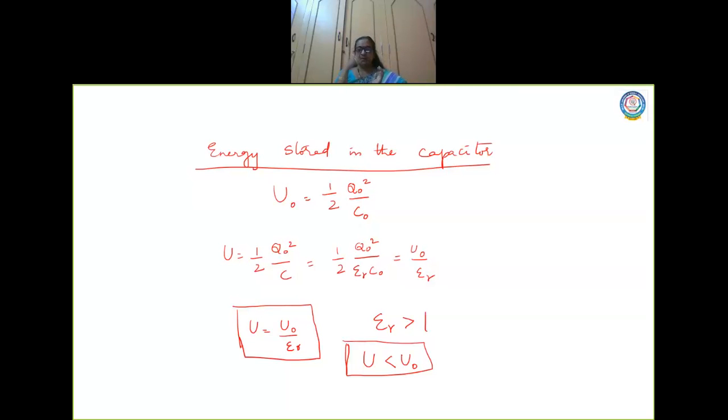From the derivation, we came to know that whenever a dielectric is introduced in between the plates of a capacitor, the capacitance increases. We also proved that the energy is decreasing when you have a dielectric, because some amount of work is done to bring the dielectric in between the plates of the capacitor. So energy was found to be decreasing. These are some of the concepts which we discussed.